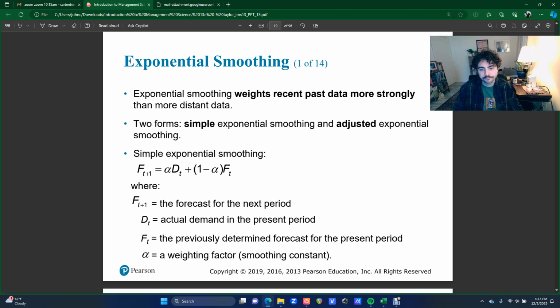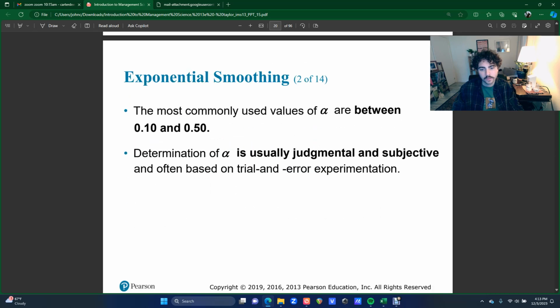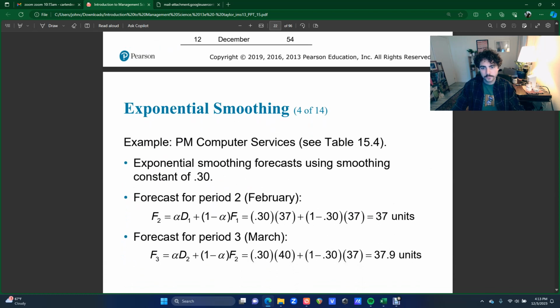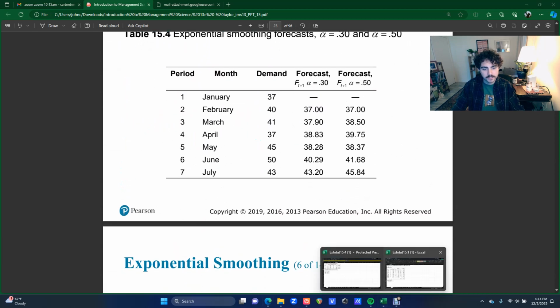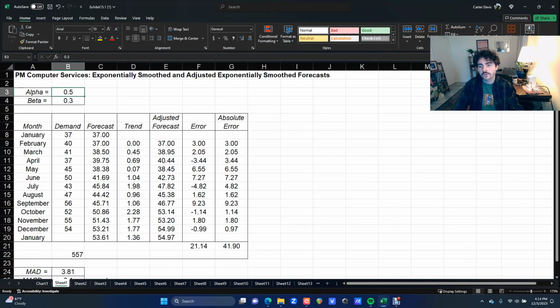So yeah, let's keep going. Alpha is usually between 0.10 and 0.50. The determination of the constant alpha is usually judgmental and subjective, so someone just comes up with it and then they use it to forecast future values. So we have this situation. I want to explain it just with an Excel file we have here. So for exhibit 15.1, they've chosen the alpha to be 0.5. We will talk about the beta in a moment, but all we're focused on right now are these 2 columns.